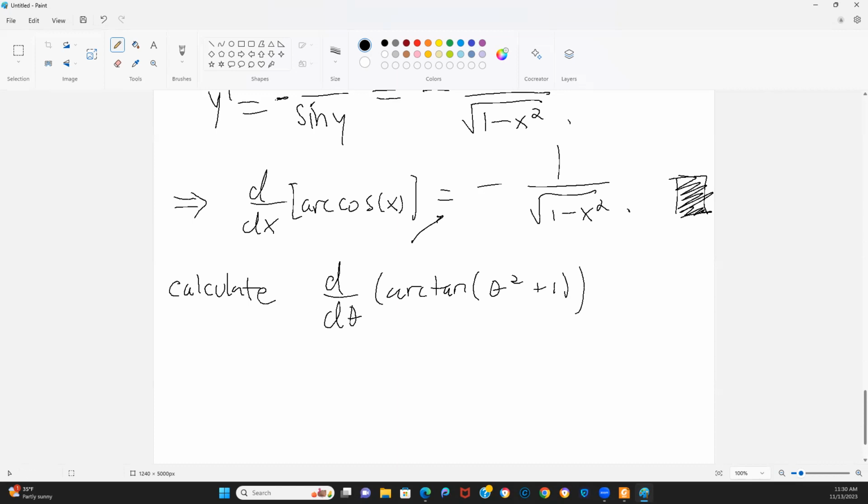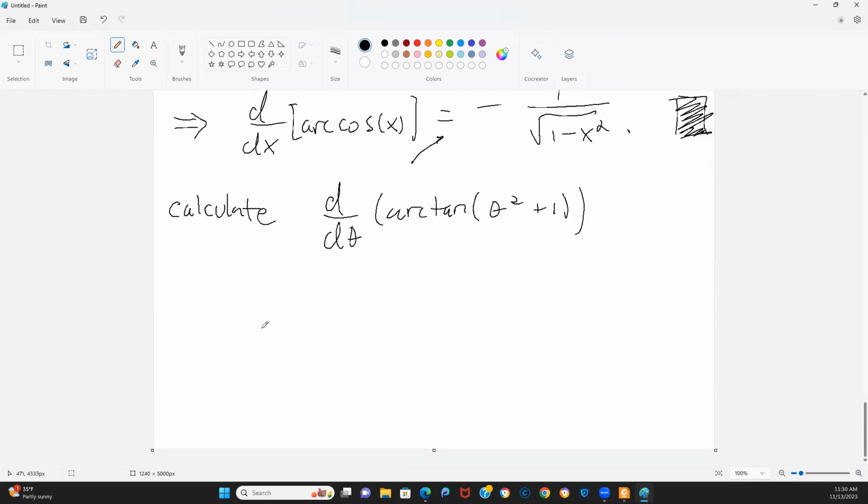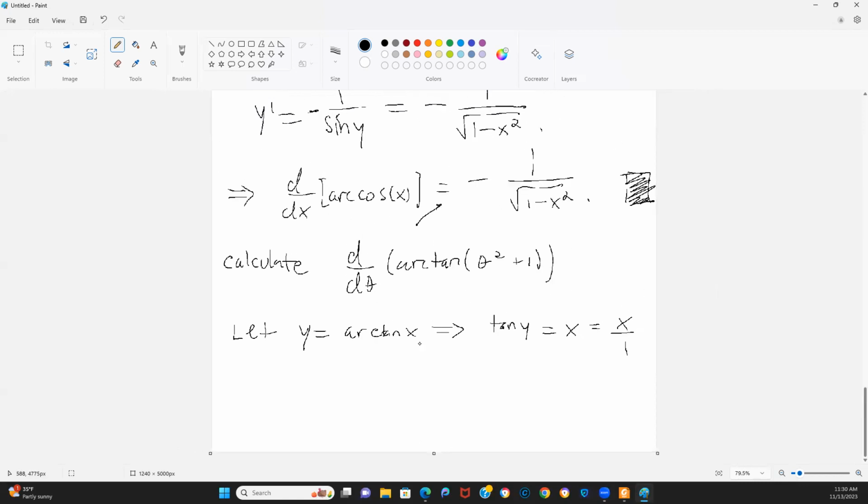Now if you remember the derivative of arctan, that's great. If you don't, you can go through these exact same steps, so maybe I'll just go through them really quickly. You can get it very quickly. Let y equal arctan of x. So that implies that tangent y is equal to x, which is x over 1. I'm going through pretty much the same exact derivation.